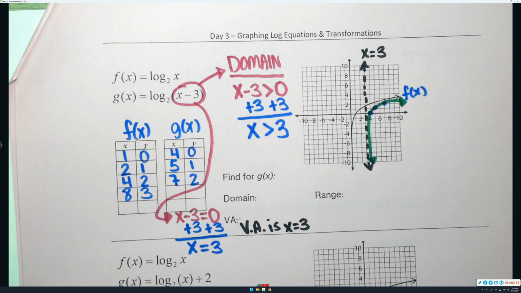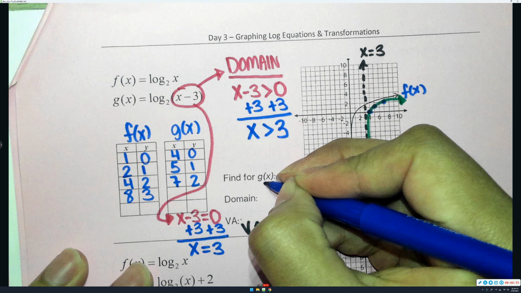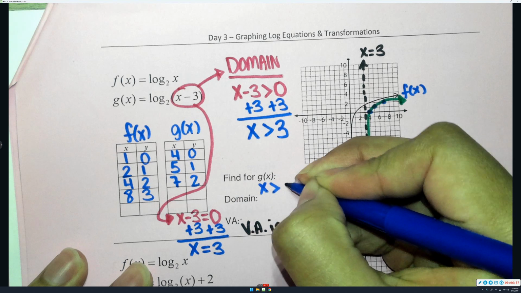Now, here's the thing, guys. On the exam, we're going to have the 3 formats that we have seen before. The interval notation, the inequality notation, and to some extent, we will also have the set builder notation. Okay? So let's go ahead and write down all 3. All right? So let's begin with the domain that we just wrote down. X is going to be greater than 3.